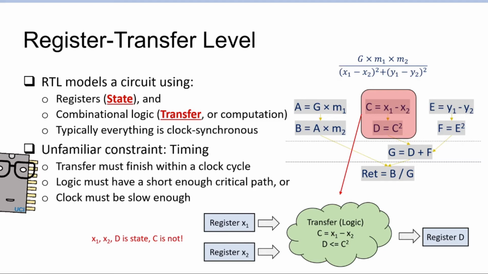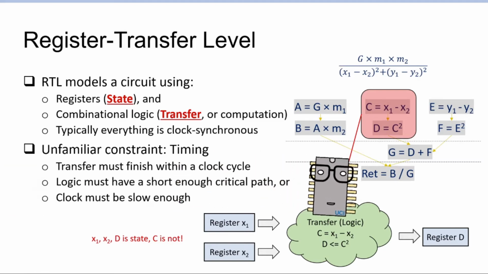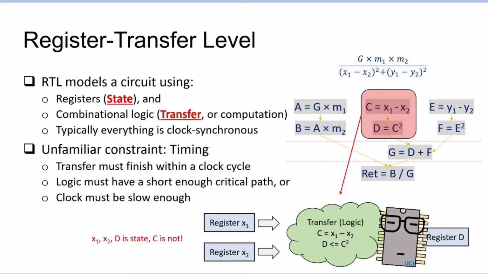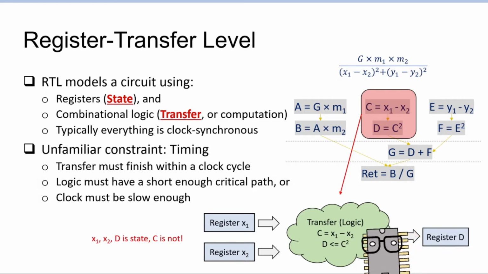Which means that the logic part, the transfer part, must have a short enough critical path. If you remember what a critical path is from the circuit, it is the longest path a signal can take from one of the sources, all of the sources, to the destination. Because here what we're basically doing is calculating D, this critical path will be through reading X1 and X2, through the subtraction operator, and then through the multiplication operator. So if the subtraction operator has a latency of L1 and the multiplication operator has a latency of L2, the critical path will be something like L1 plus L2.